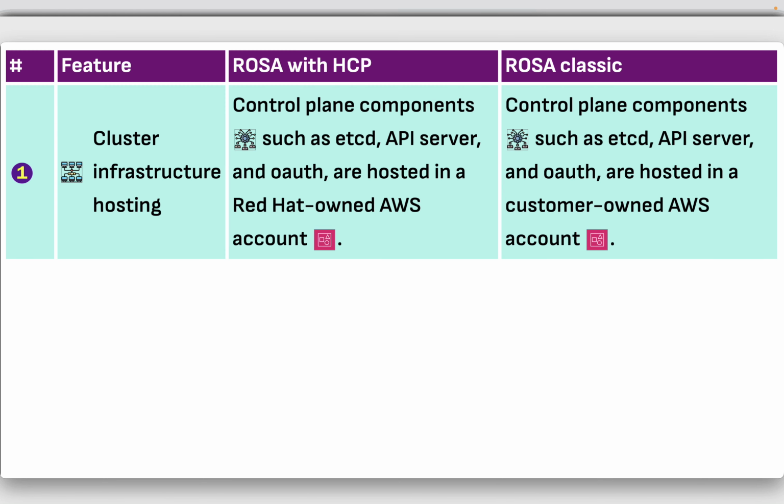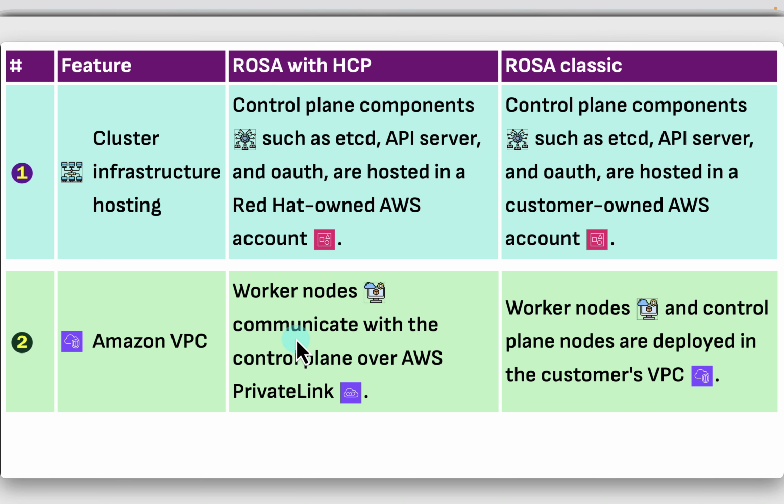So I'll just compare the features of ROSA with HCP and ROSA Classic. First is cluster infrastructure hosting. Control plane components such as etcd, API server, and OAuth are hosted in a Red Hat owned AWS account, as I talked about, and for Classic, control plane components such as etcd, API server and OAuth are hosted in the customer owned AWS account. Next, Amazon VPC. Worker nodes communicate with the control plane over AWS PrivateLink. So we have to use this PrivateLink service because both are in different VPCs. In Classic, worker nodes and control plane nodes are deployed in the same customer VPC, so we don't need any PrivateLink.